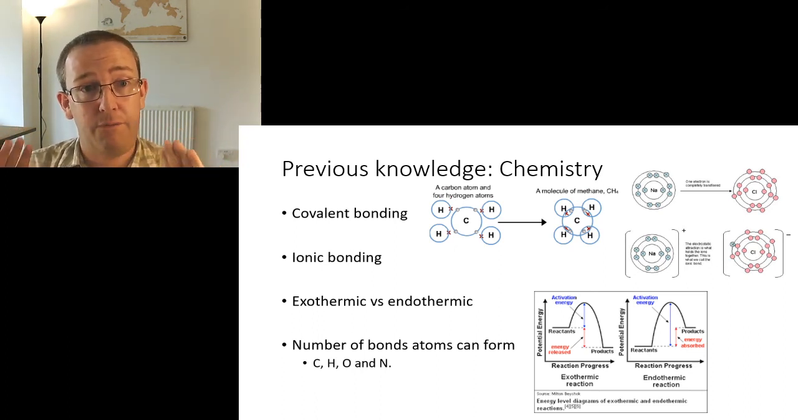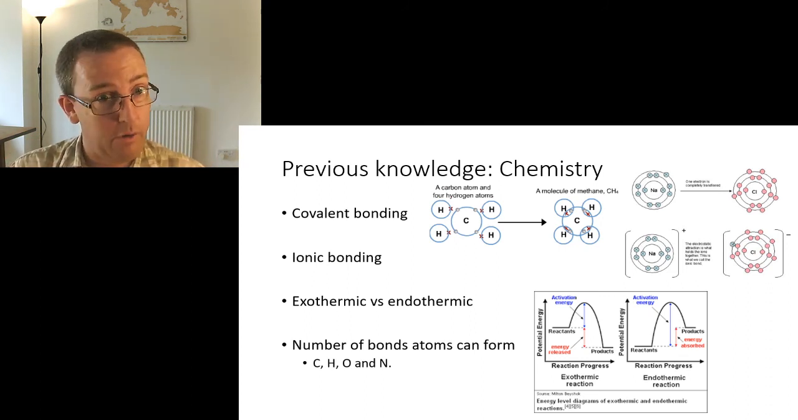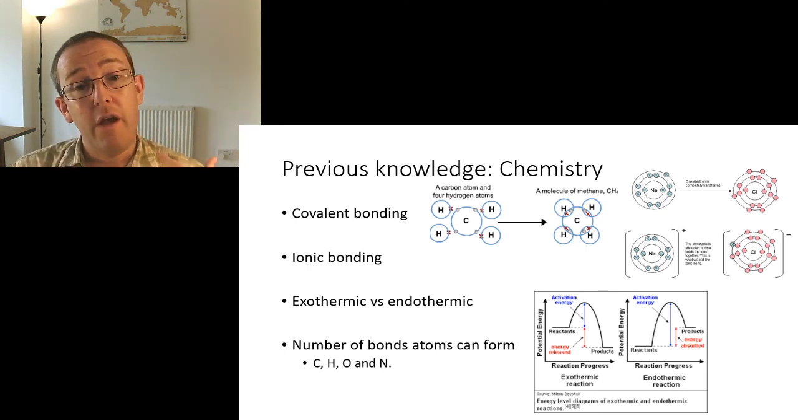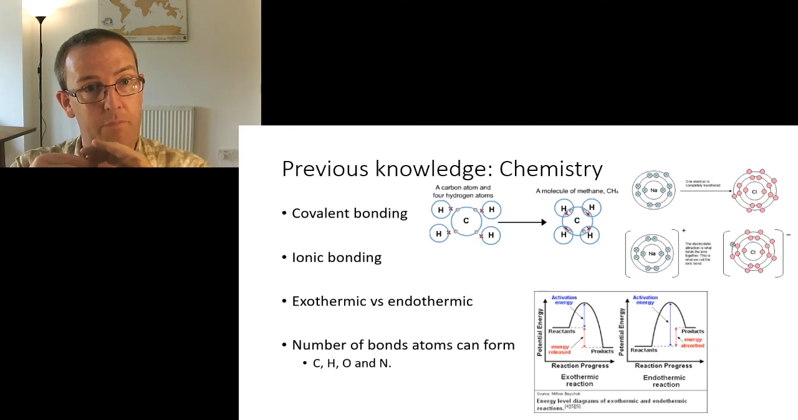Either model is fine for explaining the chemistry in AS level biology, but you do need to remember what is a covalent bond, what is an ionic bond. We're going to add some bonds, things like hydrogen bonds, van der Waals interactions, and so on. If you remember what exothermic and endothermic mean, that would be really useful because there's a lot of building bonds and breaking bonds in this module.